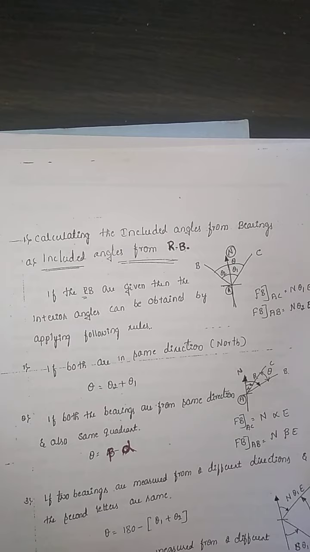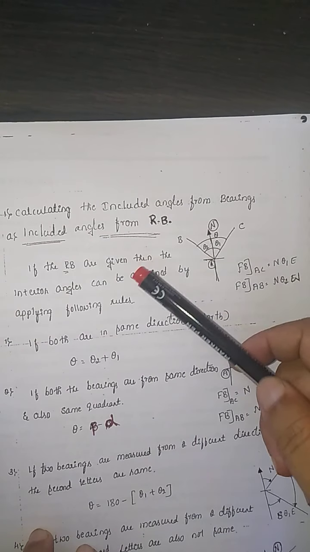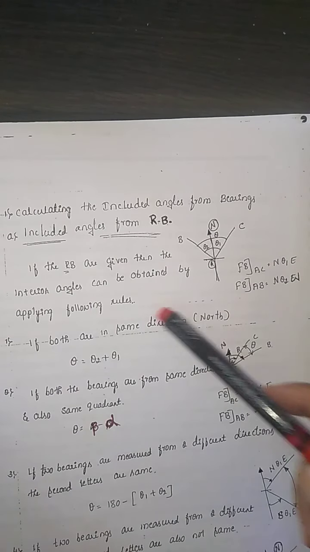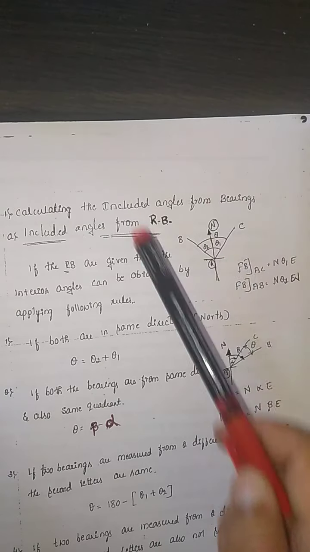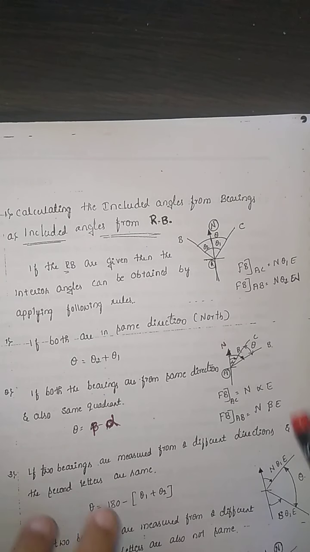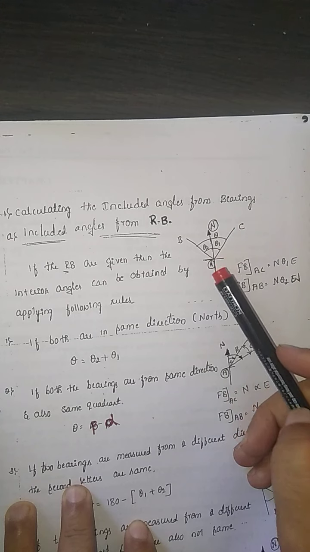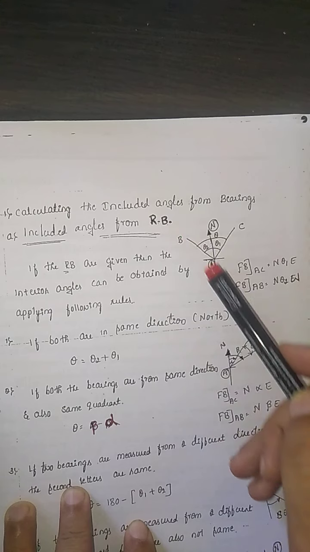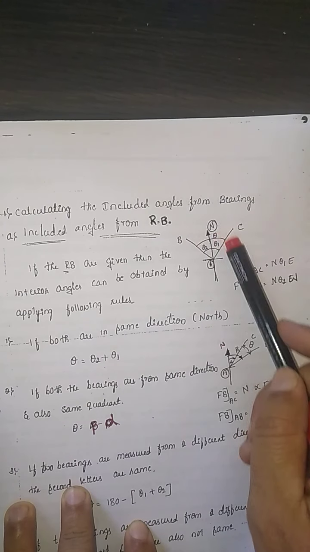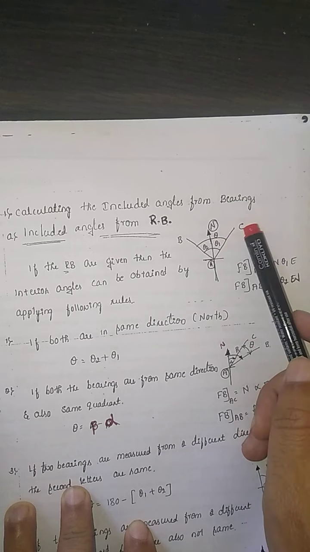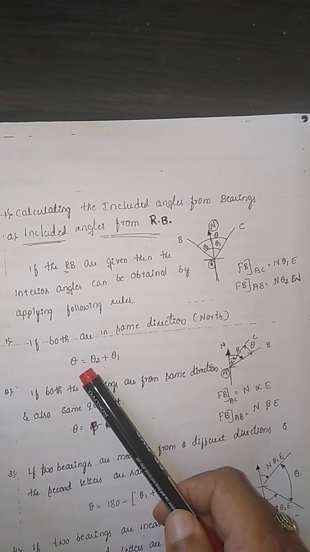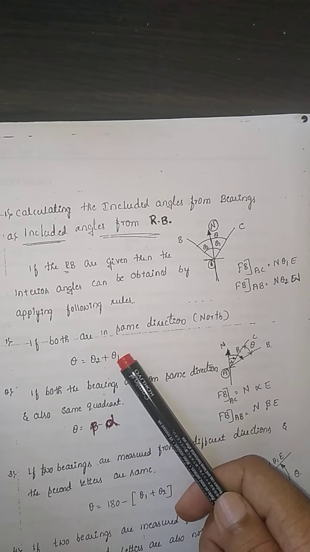We will see some more conditions of the included angle. Now suppose the included angle is to be obtained from the reduced bearing system, and the reduced bearings are given in different quadrants, then it is going to be obtained like this. Here your NAC is making an angle theta 1 and NAB is making an angle theta 2. So in between, CAB is called the included angle. You are going to determine it by using the formula theta is equal to theta 2 plus theta 1.